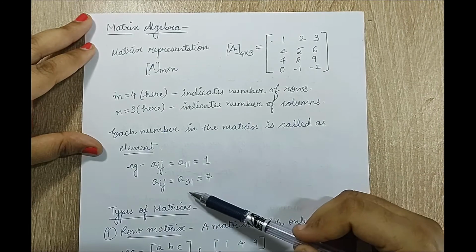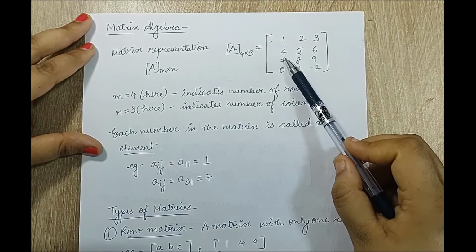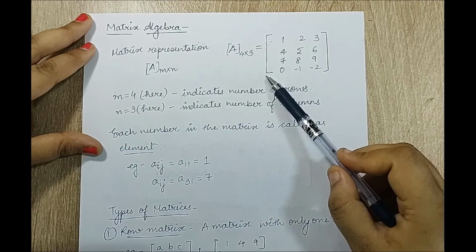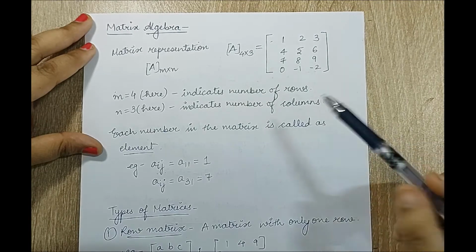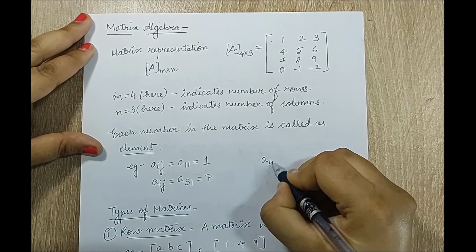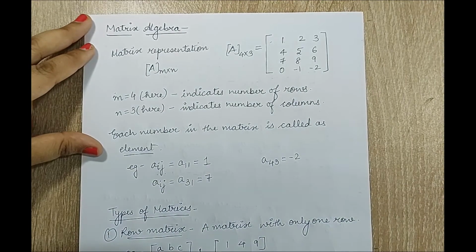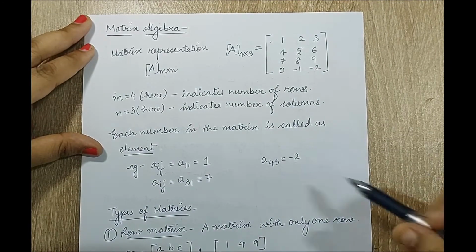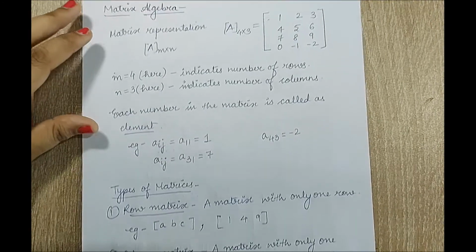Similarly, A31, 3 means the third row and the first column, which is 7. I can also read the fourth row and the third column over here is -2. So if I want, I can write down A43 is equal to -2. And so on you can write for all the elements. So this is how a matrix and an element in it is represented.